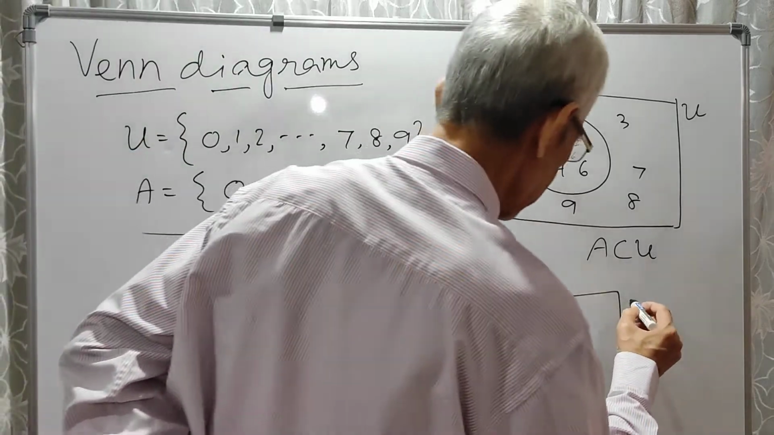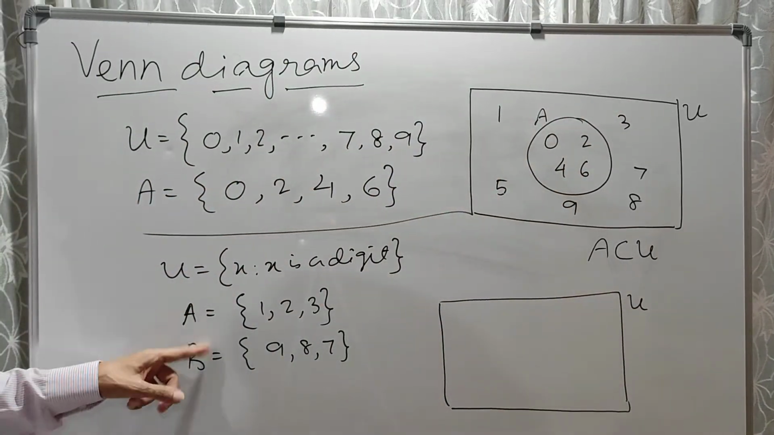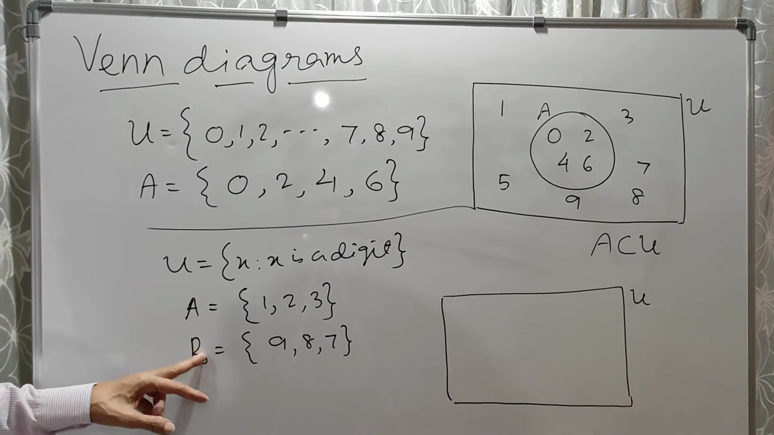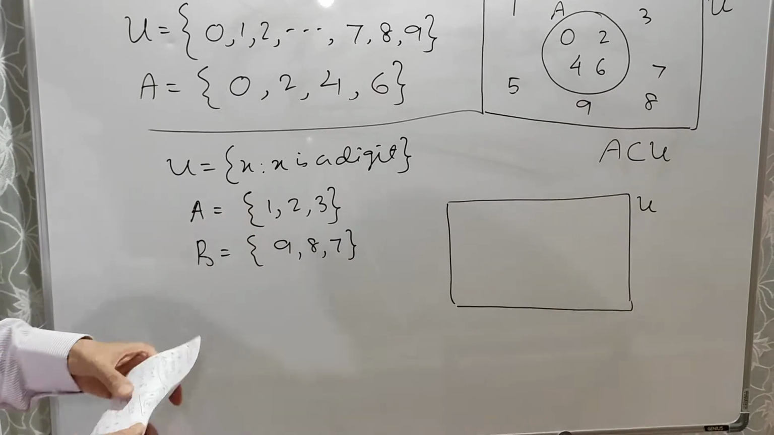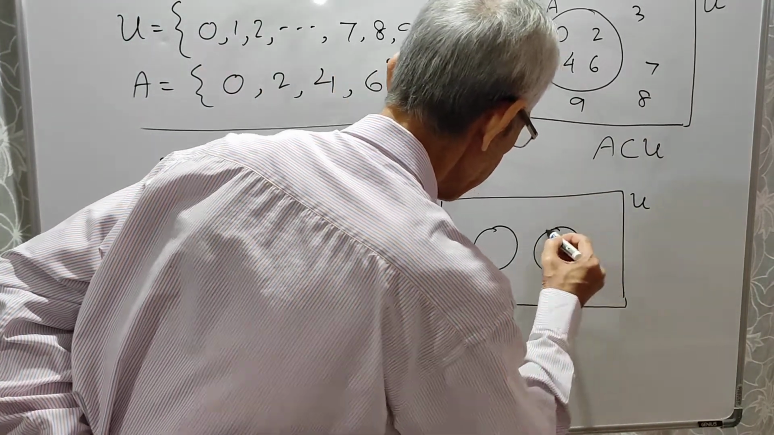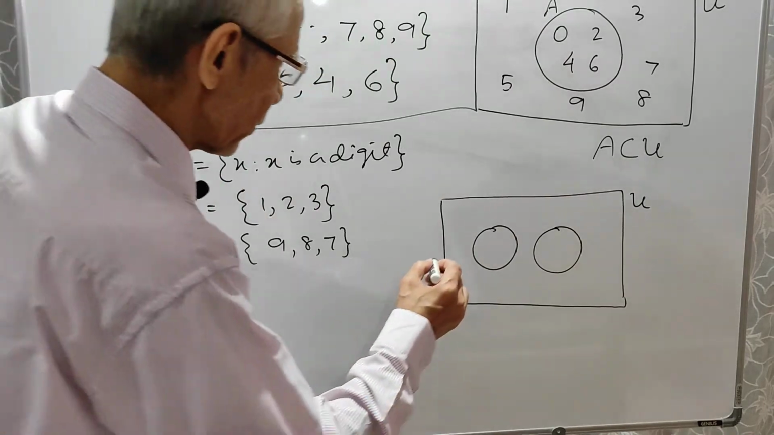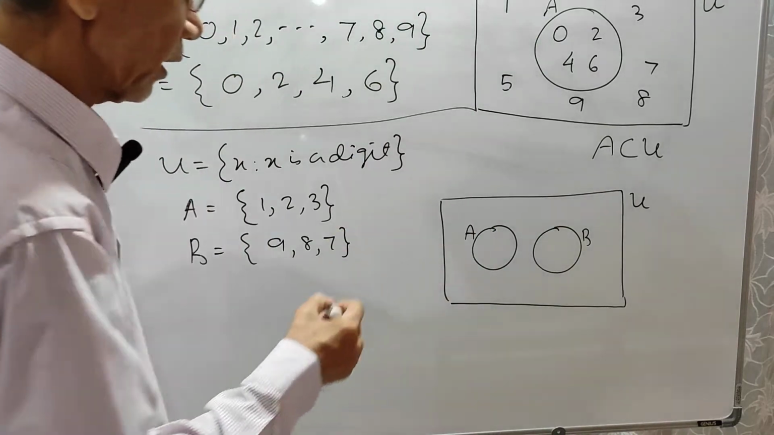Draw a rectangle. So this will be U. All right. Now inside U there are two sets, A and B. If you notice, A and B have no elements common. So they are completely separate. So this will be A and this will be B. And the whole rectangle is U.